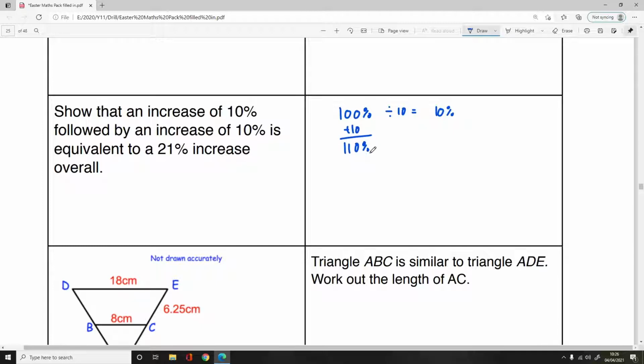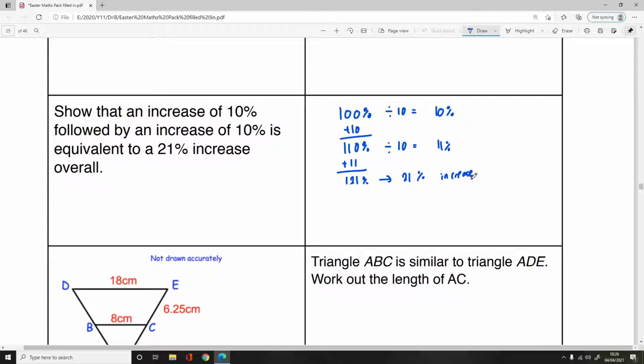And then let's add another 10% onto that. So if we divide it by 10, that gives us 11% this time. Add it on. You've got 121%, which is a 21% increase. So you could argue it that way.